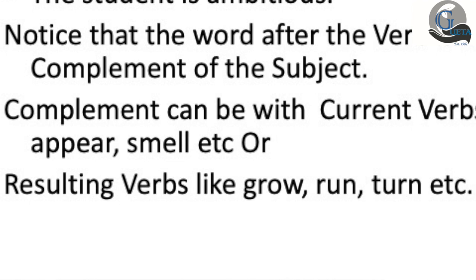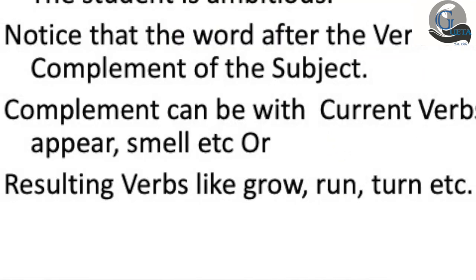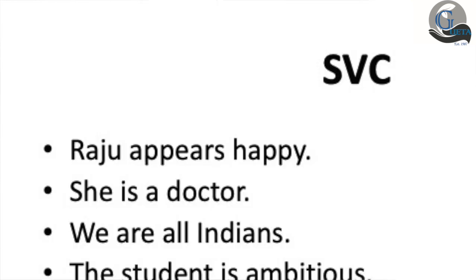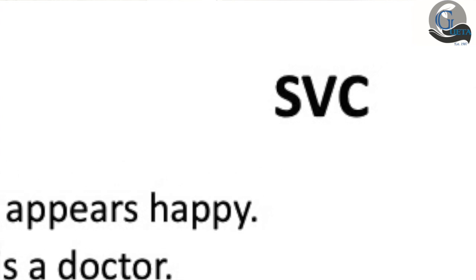They could also be resulting verbs. That means the verb shows a kind of progress. So what do you have? For example, you could have she grows tall. She turns smart. Now these words are what are called resulting verbs. So what do we have? The first verb pattern that we have looked at is SVC.